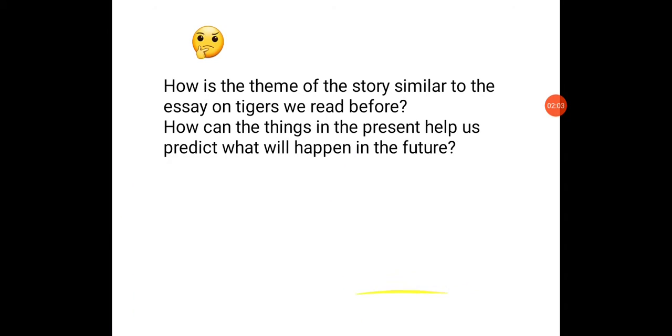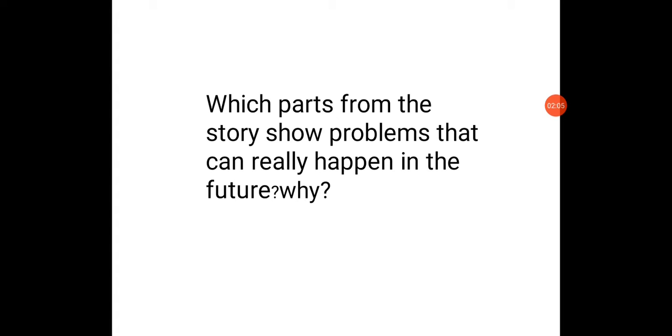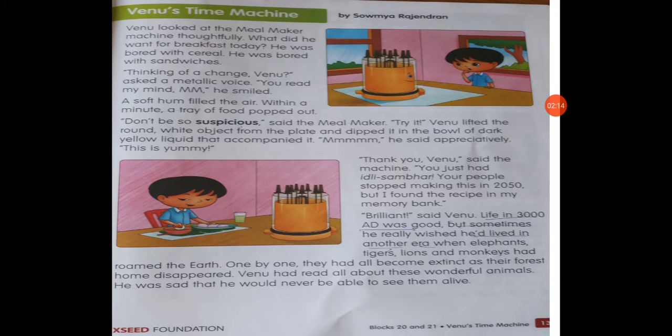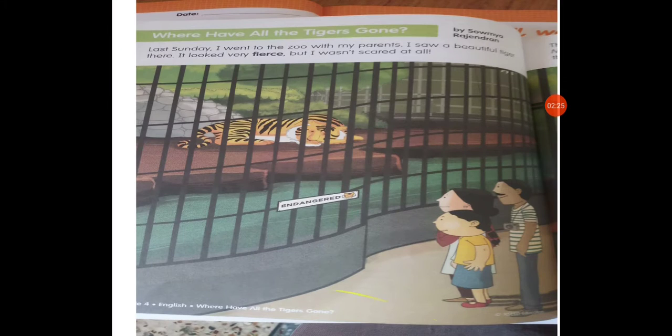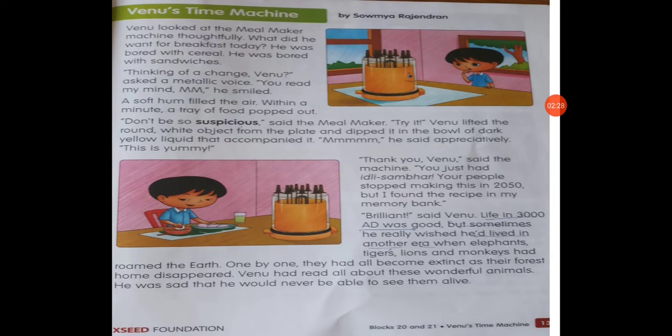Okay, so students, can you tell me which parts from the story show problems that can really happen in the future and why? The parts of the story that talk about no trees. देखो यहाँ पे है ना, tigers, elephants, lions and monkeys, they are disappearing है ना. So the parts that talk about no trees in the jungle, extinct animals and children unable to see the animals that you read about in books show problems that can really happen in the future.